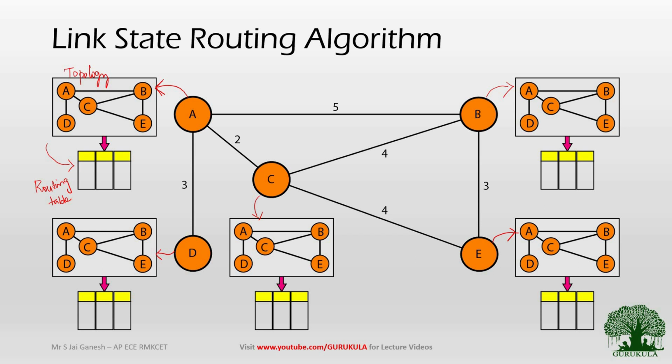And even though each and every node has the same topology, the routing table will not be the same for each and every node. So that is a speciality and the key point which we need to keep in mind in link state routing.